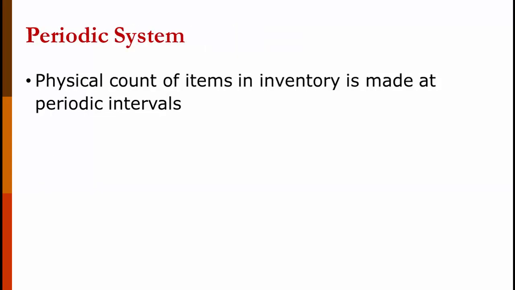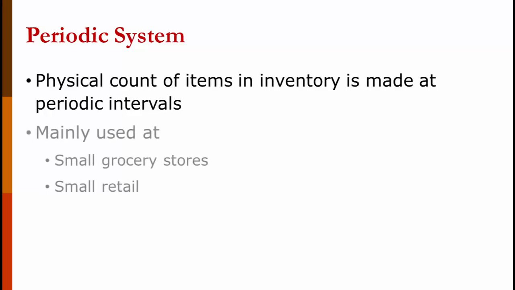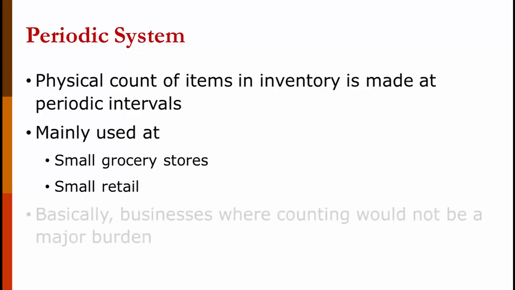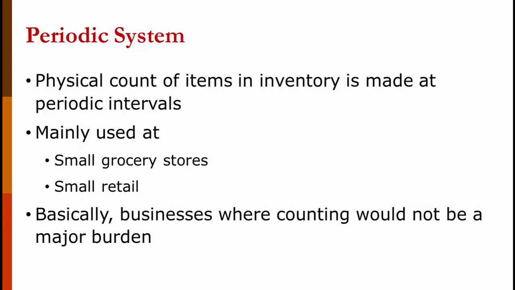As I said, with a periodic system, physical counts of items in inventory are made at periodic intervals. The more important the inventory, the more frequently you're going to count it. This is mainly used at small grocery stores and small retail facilities. So basically, businesses where counting would not be a major burden.